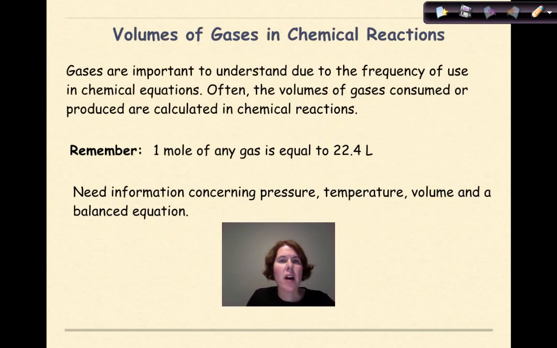All right, now let's talk about volumes of gases in chemical reactions. Gases are important to understand due to the frequency of use in chemical equations. Often the volumes of gases consumed or produced are calculated in chemical reactions. Remember, and this is quite important, 1 mole of any gas is equal to 22.4 liters. So when we do this, we're going to need information concerning pressure, temperature, volume, and a balanced equation, depending on the situation and the information that they're giving us.